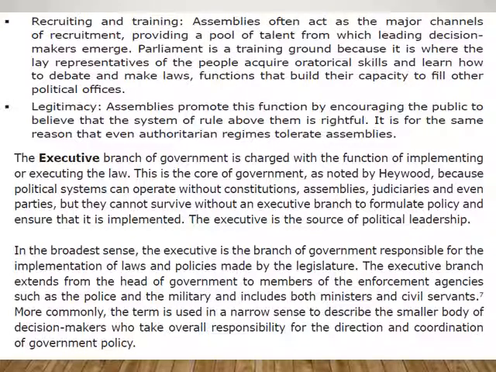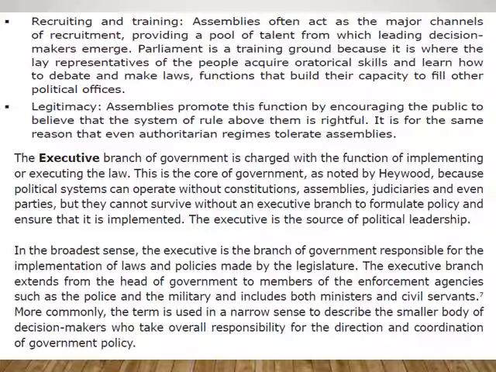Recruiting and training: assemblies often act as the major channels of recruitment, providing a pool of talent from which leading decision-makers emerge. Parliament is a training ground because it is where the representatives of the people acquire rhetorical skills and learn how to debate and make laws. These are functions that build their capacity to fill other political offices.